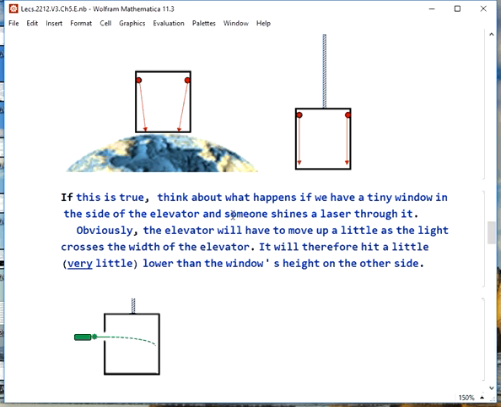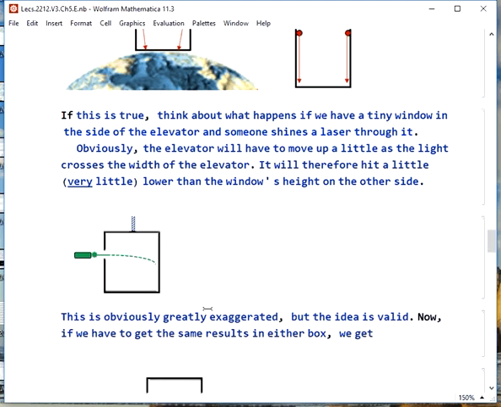If this is true, then think about what happens if we have a tiny window in the elevator and somebody shines a laser through it. As the light is crossing, the elevator will obviously move up. It's still moving, so the light spot will hit a little bit lower on the right side than on the side with the window. Extremely small difference, but it's still there.